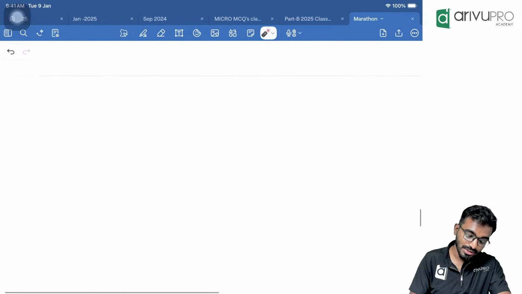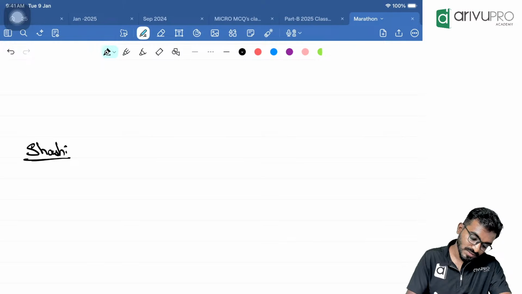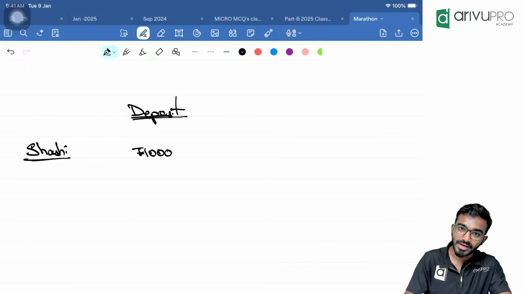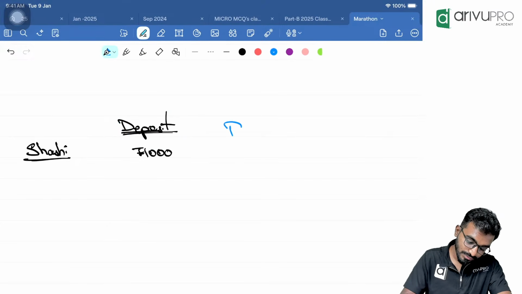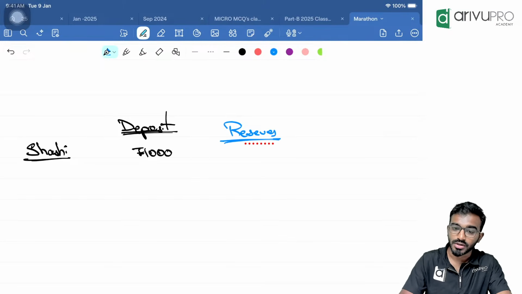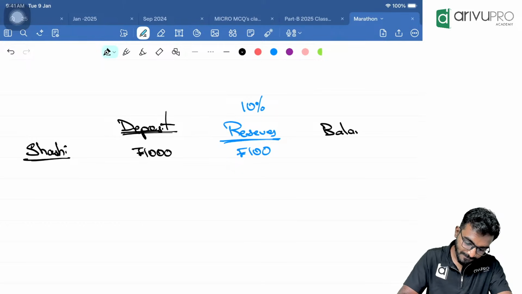Now let's take up an example. See, let's assume Shashikiran. Now I will go and deposit 1000 rupees in my bank account. Out of this 1000 rupees, RBI might have instructed every commercial bank, you need to keep a reserve. You can't give away the entire money you receive as a deposit as a loan. Let's say the reserve is 10%. That means out of that, the bank will keep aside 100 rupees, and the remaining balance, that is 900 rupees, can be given as loan.